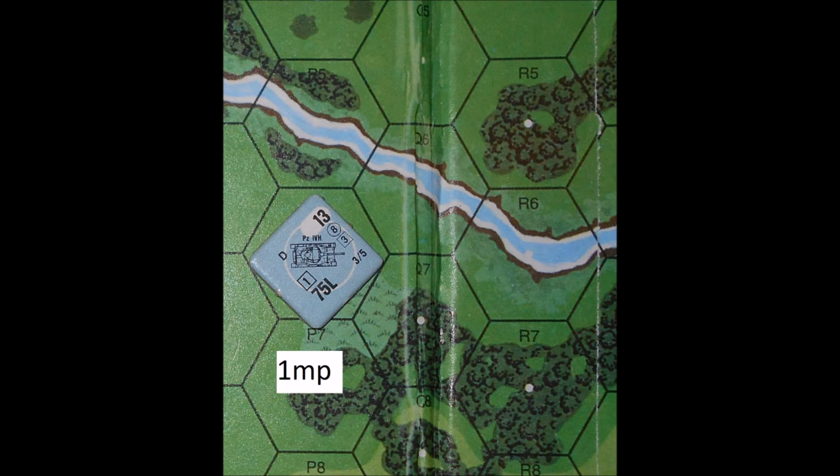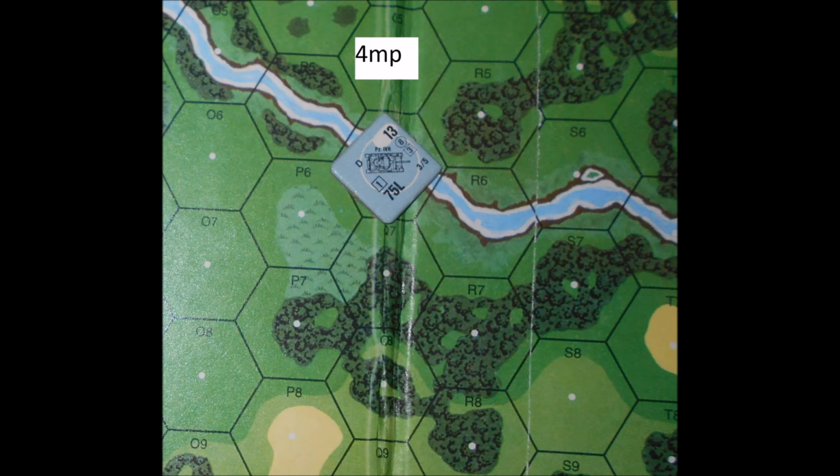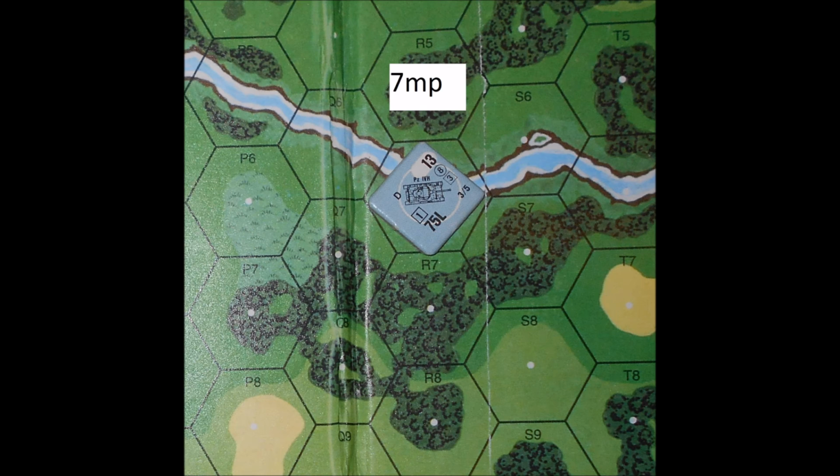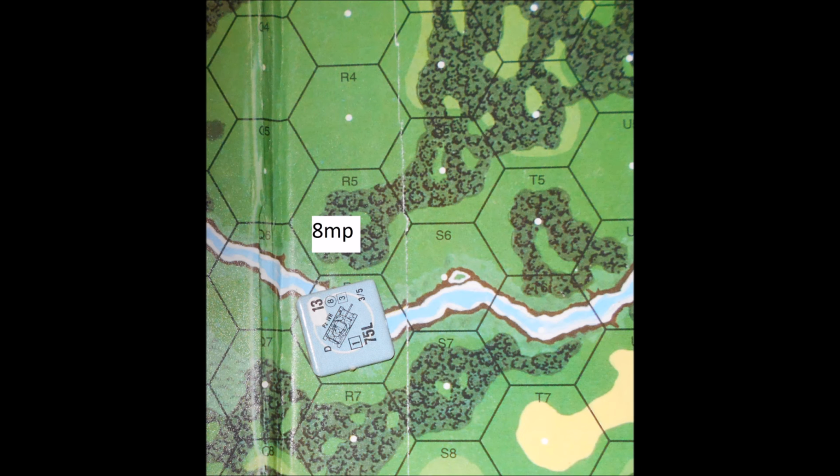Now let's look at the German Mark IV tank. If the stream is dry, it would cost the tank 1 MP to start, 2 MP plus cost of terrain to enter Q6 for a total of 4 MP. Then 3 more to enter R6. To go farther, it would cost 3 MP per hex in the gully. If it had to change its covered arc, it would cost 1 MP just like usual.